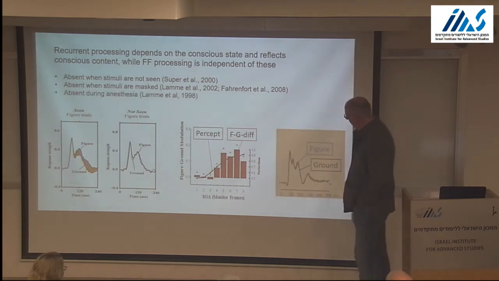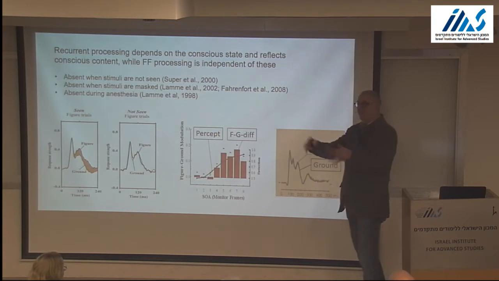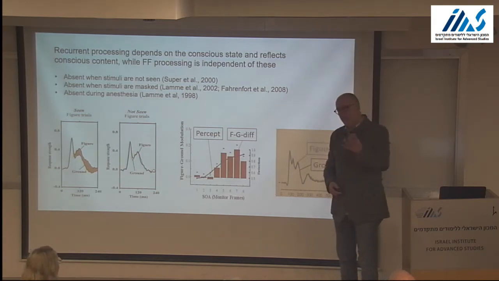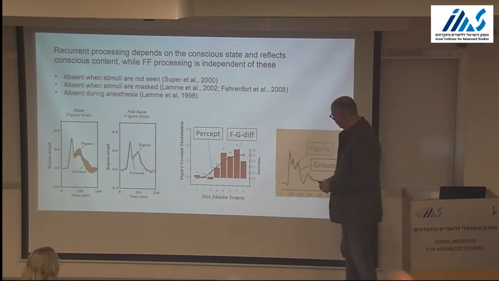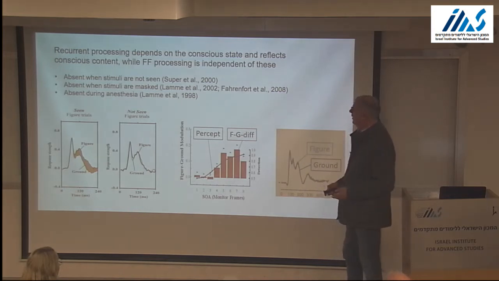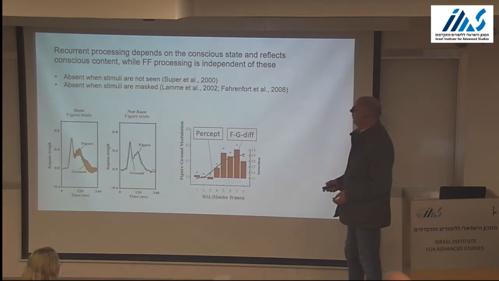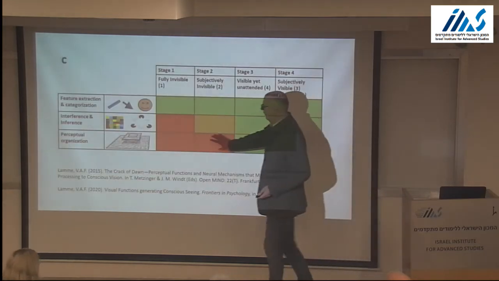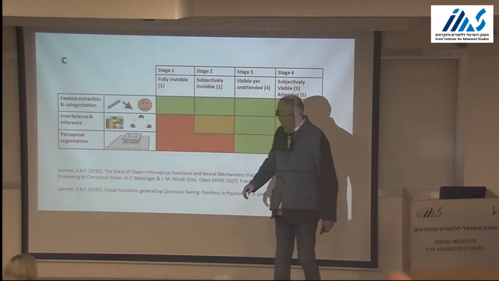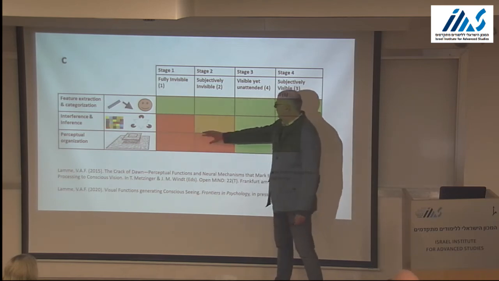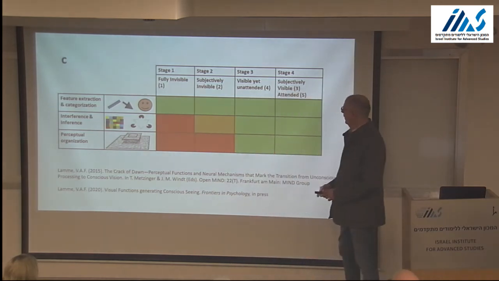This is the situation with anesthesia. You get clear activation of cells in primary visual cortex, also in other visual areas. For example, face selective cells, you can also get that during anesthesia. But again, these recurrent interactions mediating perceptual organization are selectively absent during anesthesia. Well, feed-forward processing is independent of all these. So that basically is about this part of the graph, indicating that all these things which have to do with perceptual organization are indeed absent when things are subjectively or objectively invisible. Now, they are, as shown here, present.